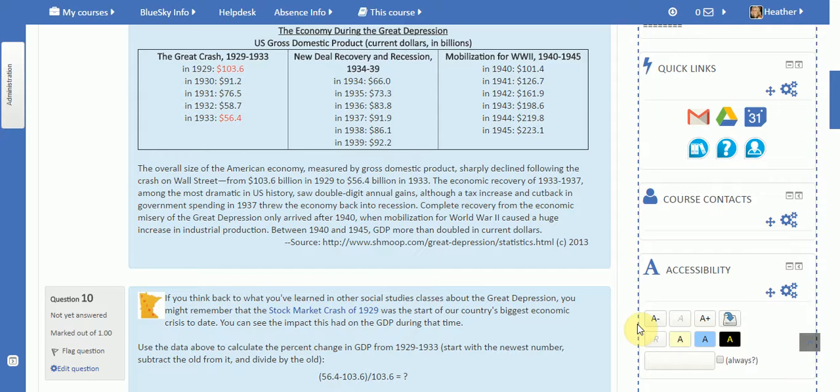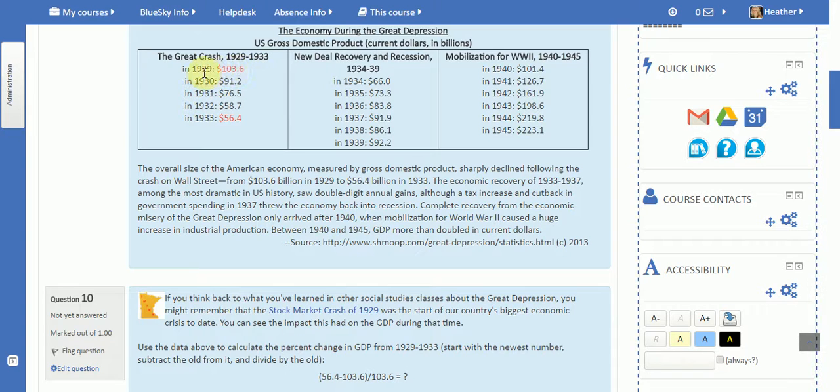So what the chart is showing you is the economy during the Great Depression. That's what the title says. And then it's showing gross domestic product of the United States in current dollars. So it's adjusted for inflation, just to give you a good concept of what that actually looks like. And it's in billions of dollars.